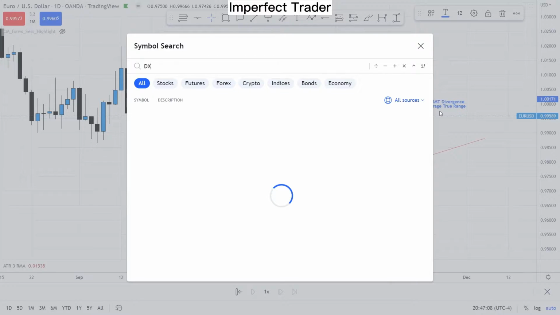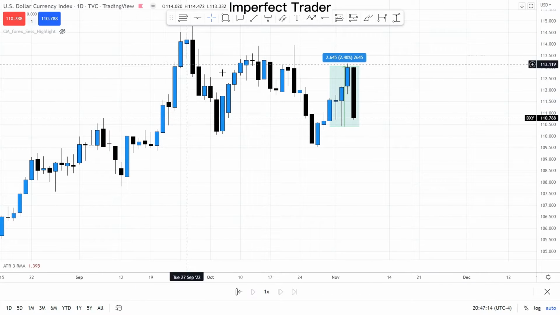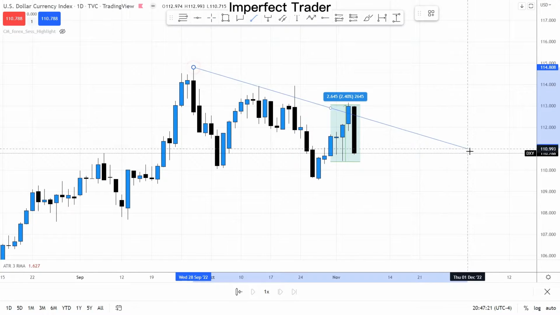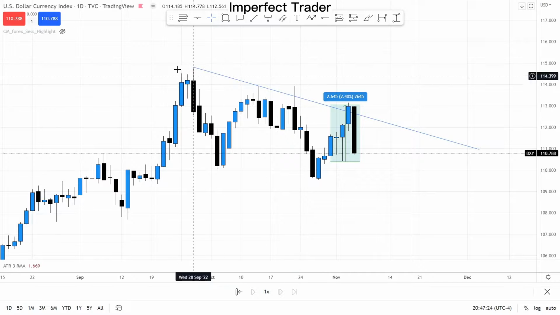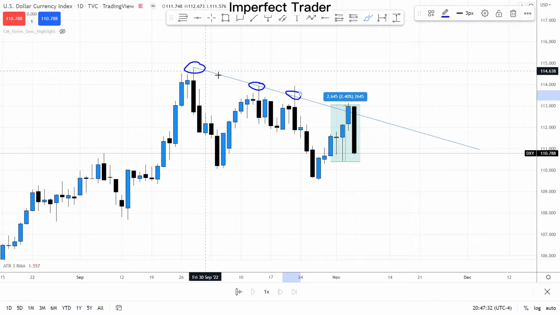Now let's talk about the next one, which is still on the DXY, the same thing. All right, so if you see from this perspective, we have a trend line, right? So for why I use this trend line, here we have a one, two, so we have a three rejection.